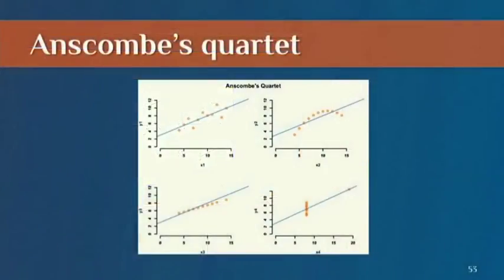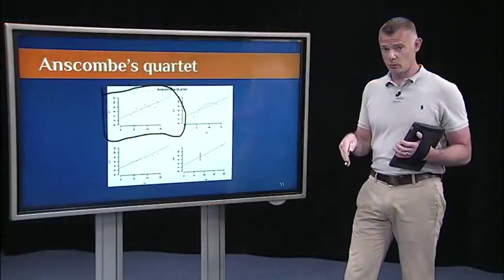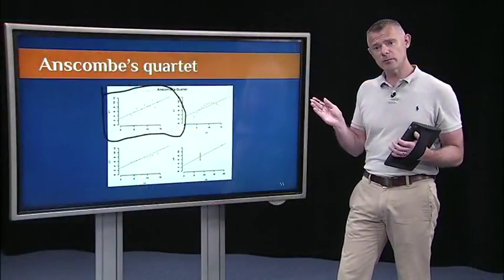So this first one in the upper left is a scatter plot and a correlation that satisfies our assumptions for now. We have a normal distribution in X, normal distribution in Y, and we have a nice linear relationship.